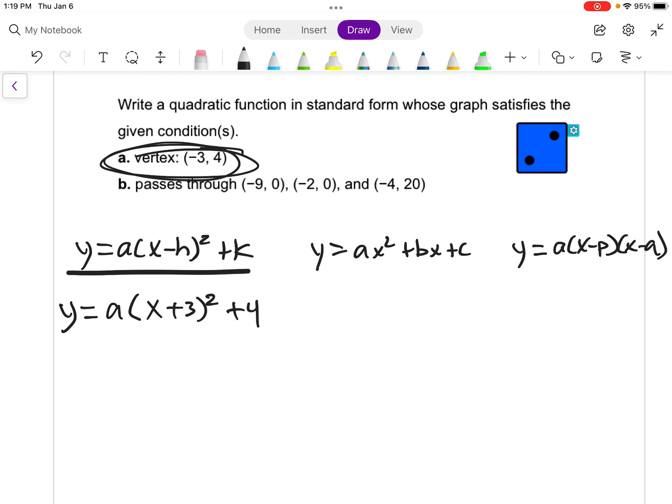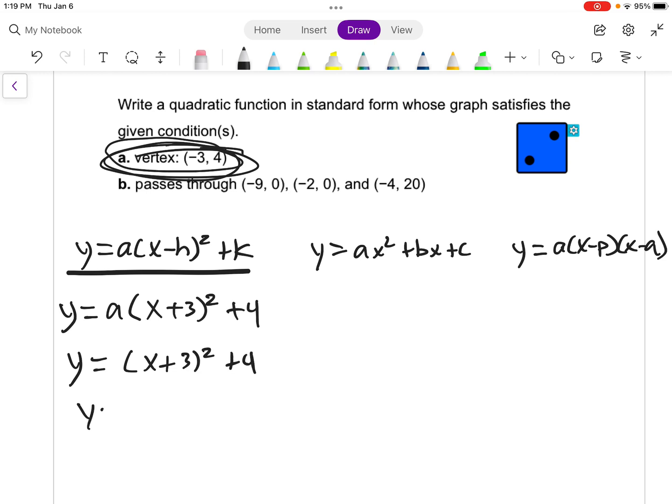Well, in this case, there are a lot of parabolas that have a vertex at -3, 4. It could be opening up, it could be opening down. It could be doing a lot of different things. And because it doesn't give me any more information, I'm just going to put whatever I want in for a. So this would be an example of an answer. It could be y equals x plus 3 squared plus 4.